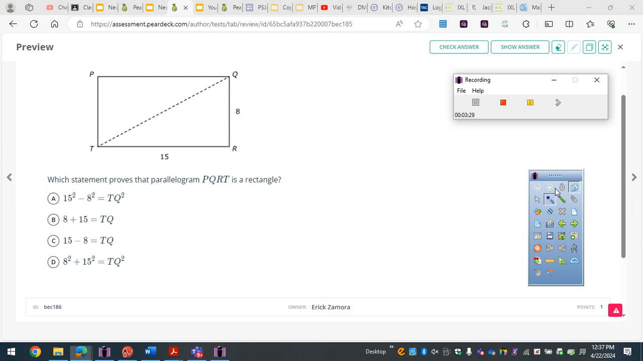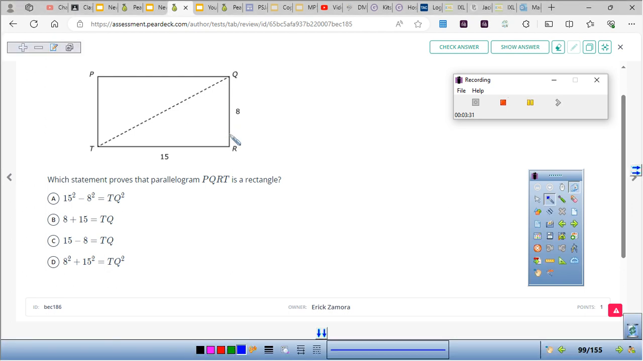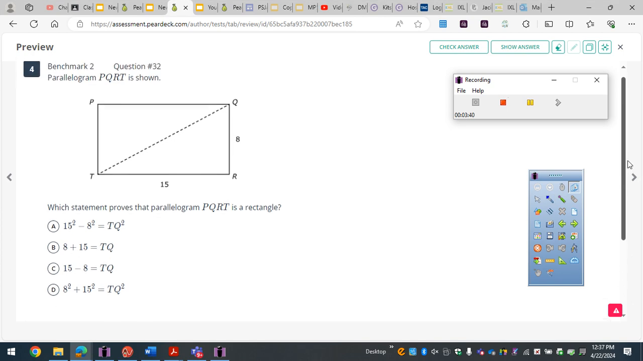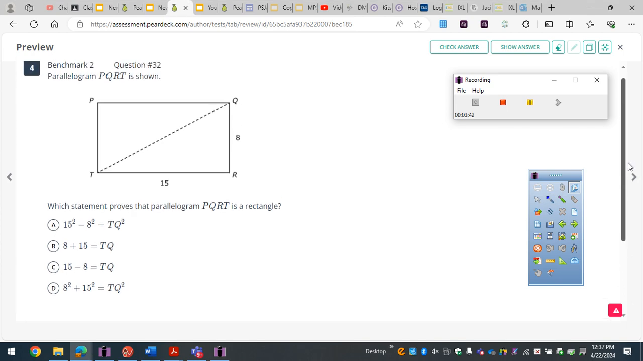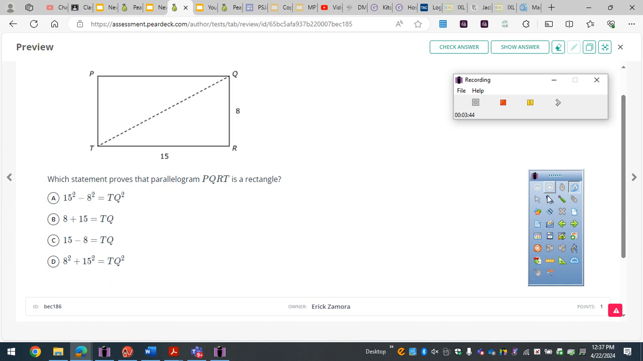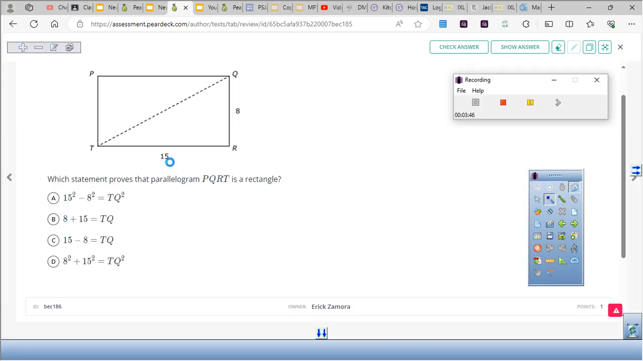Same idea again, guys. Once it's a rectangle, you want to think of right angles. Let's see. Okay, so parallel. Which statement proves the parallelogram PQRT is a rectangle? For that to happen, the rectangle has to have a right angle here.